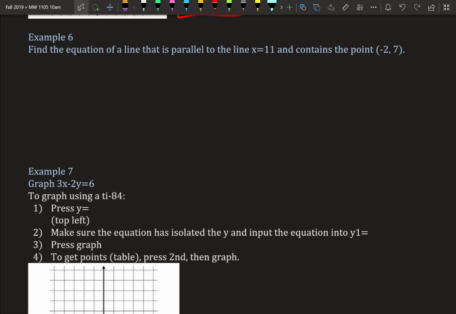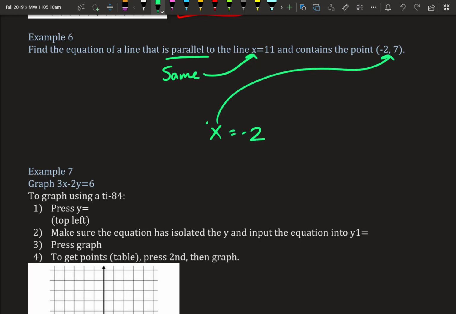All right, let's find the equation of the line that is parallel to the line x equals 11 and contains the point negative 2, 7. All right, parallel, what does that mean to you? It should mean same. So what's the same thing as x? It's x. What's the same thing as orange? Orange. What's the same thing as a banana? Banana. What's the same thing as 1? 1. So the same thing as x is x. So then, what's the x in the point? Negative 2.